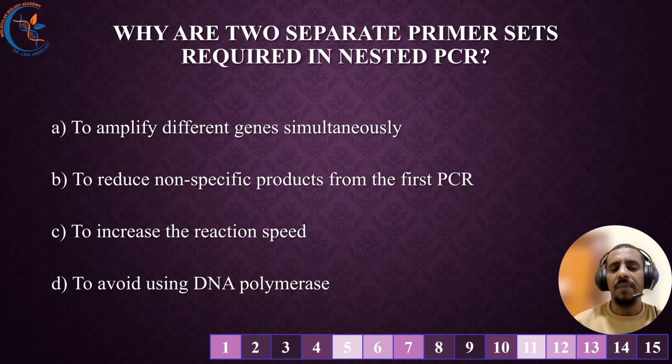Okay, next question here. Why are two separate primer sets required in nested PCR?